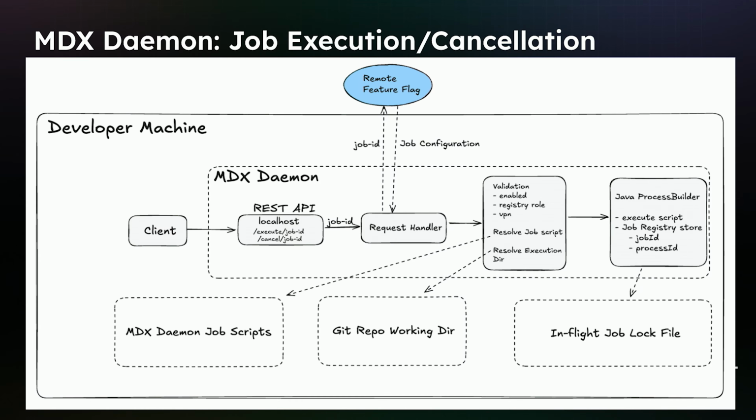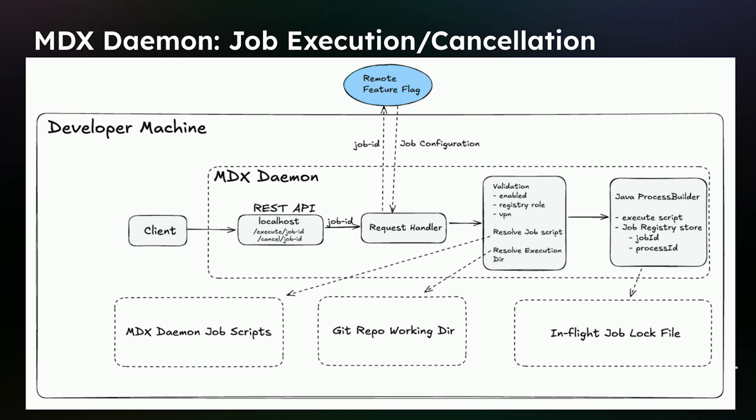This diagram represents the developer machine, demonstrating how the daemon actually works to execute a job. The entry point to the MDX daemon is a REST interface that exposes two endpoints and runs on localhost. The two endpoints are for job execution and cancellation and take a job ID parameter. When the daemon receives an execute request with a job ID, it will first reach out to our remote feature flag platform to fetch the job configuration that we talked about in the previous slide.